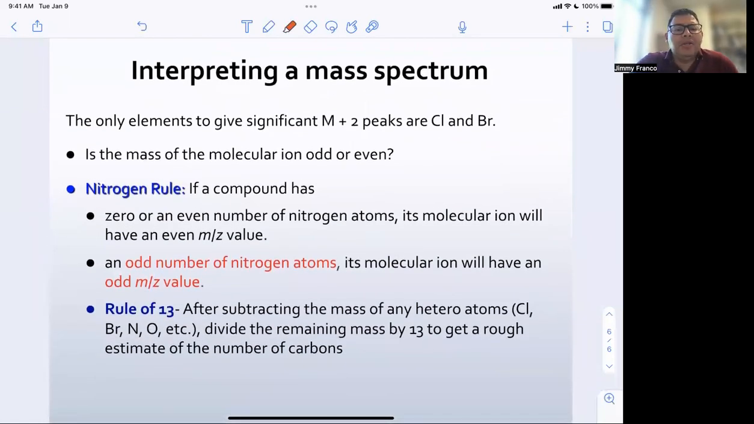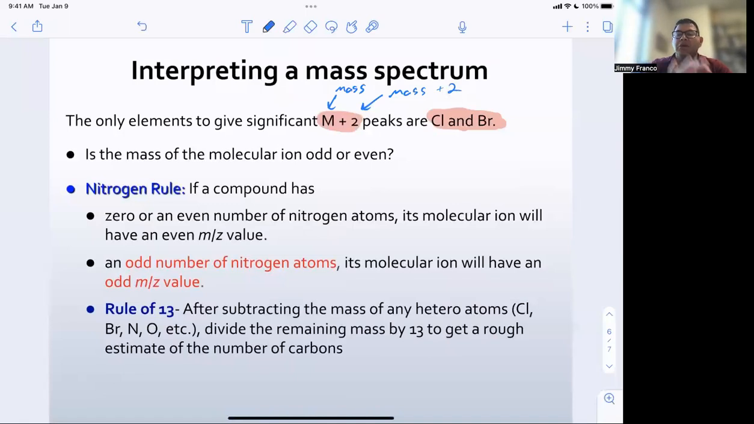Last one. So a couple different things we can get from this is when you're looking at a mass spec, you want to look to see if you have that chlorine or bromine pattern, right? It's going to be the M+2, where M is the mass. So you have one peak where the mass, and then the other one would be the mass +2.